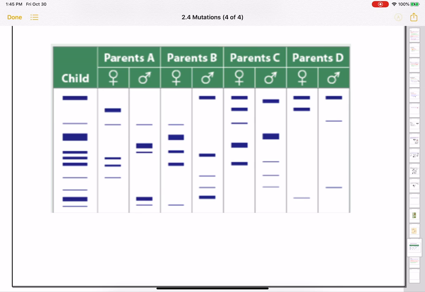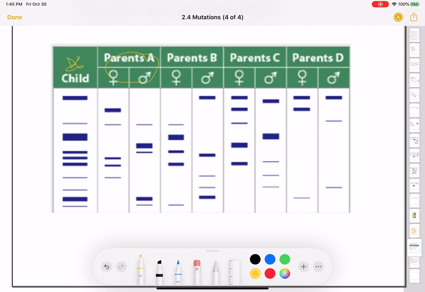Like I was saying, they also use this in paternity tests. So if you're a child, you should only have bands that are from your parents, so one parent or the other. So if this is the child, and they're trying to say that these two were the parents, that's not possible because this band is not in either of the parents. Okay? So no, that's not the parents of that child.